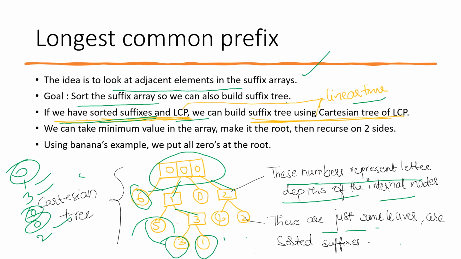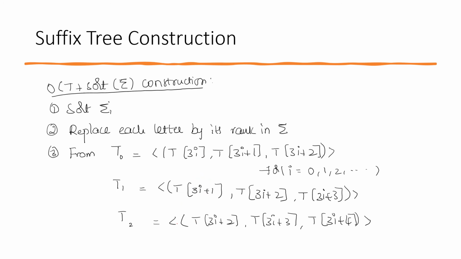This is the Cartesian tree obtained from the LCP. From these values, we draw a Cartesian tree. We are going to use this information to build the suffix tree in linear time. So this is the suffix tree construction algorithm.